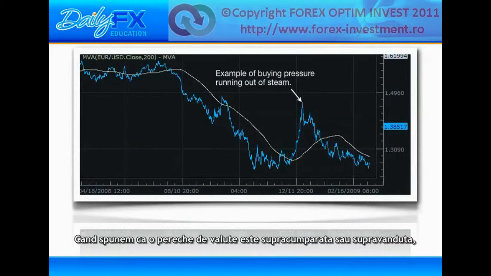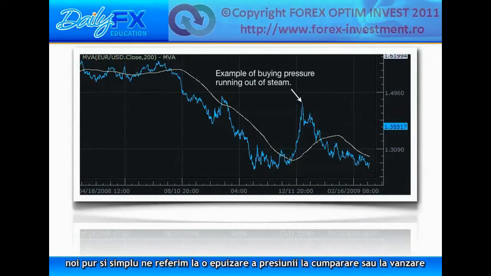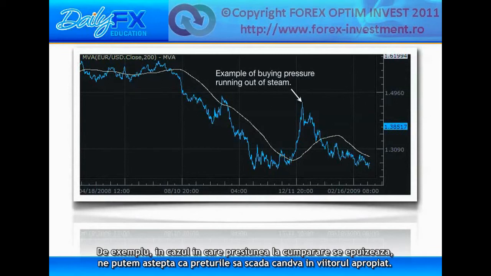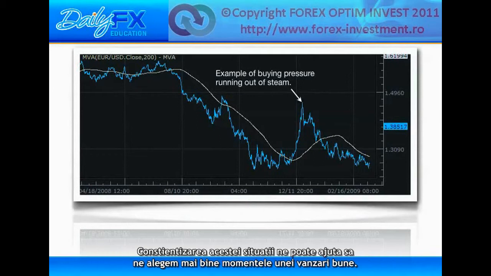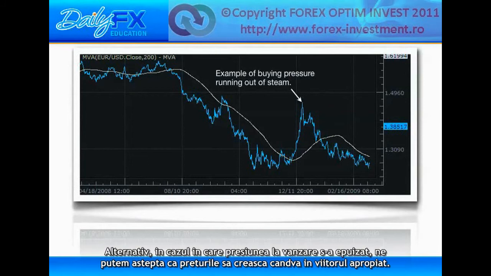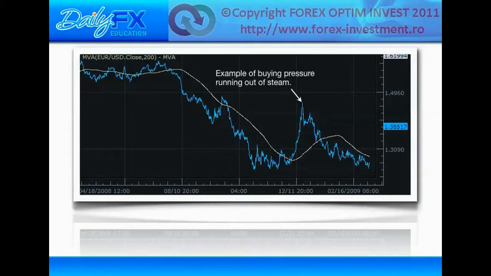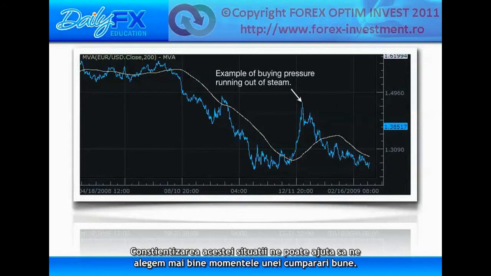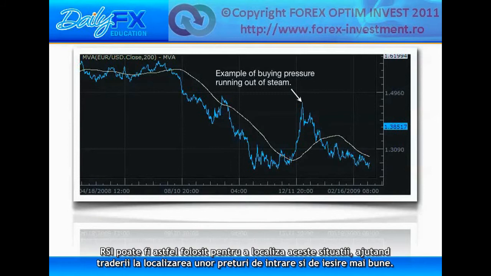To say that a currency pair is overbought or oversold, we simply mean that the buying or selling pressure has run out of steam, making a reversal in price direction more likely. For example, if buying pressure has run out of steam, we can expect prices to fall sometime in the near future. Awareness of this situation can help us better time a good selling opportunity. Alternatively, if selling pressure has run out of steam, we can expect prices to rise sometime in the near future. Awareness of this situation can help us better time a good buying opportunity. RSI can thus be used to help locate these situations, helping traders locate better entry and exit prices.